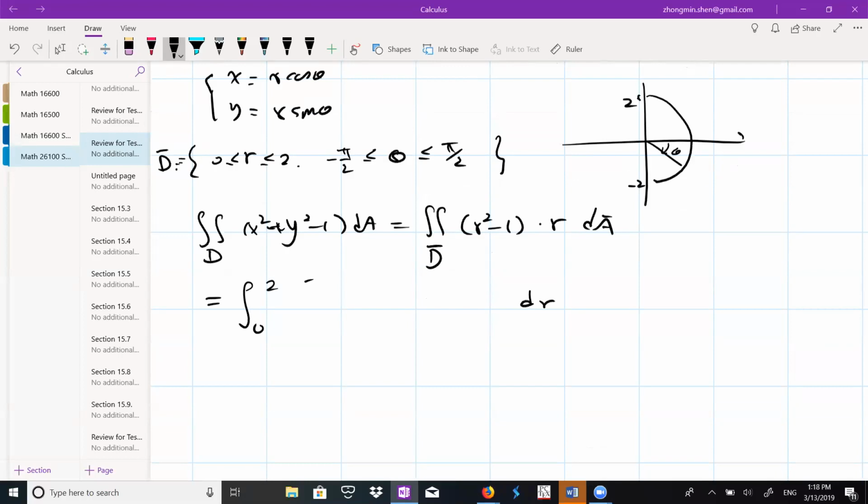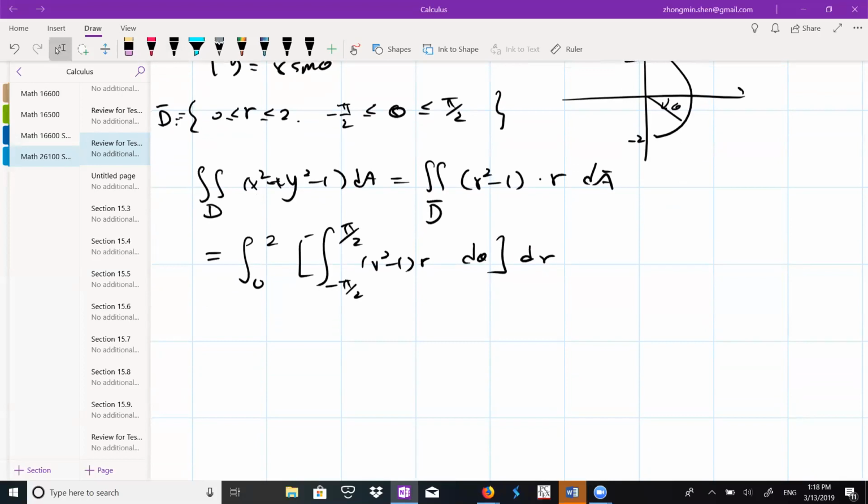So r is from 0 to 2. Then d theta is between negative pi over 2 and positive pi over 2. And here r squared minus 1 times r, and dr. Now, since the function is independent of theta, you can just take it out, and the difference between pi over 2 and negative pi over 2 is just equal to pi. And then the antiderivative, so it's going to be r squared minus 1 times r, so r cubed minus r dr.